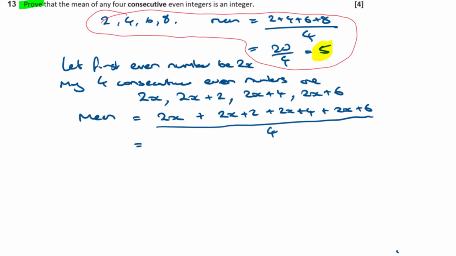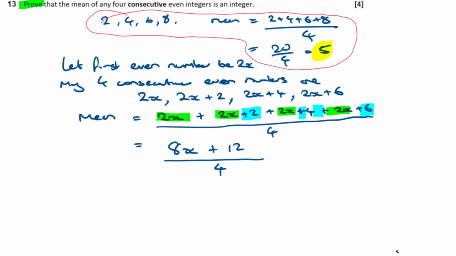Okay, but obviously there's bits that you need to do differently, like this bit here, because I need to collect like terms. I've got 2x, 2x, 2x, and 2x. How many x's is that? That adds up to 4x. No, it doesn't. It adds up to 8x. So 8x, and then I've got plus 2, plus 4, plus 6, which adds up to, what's that, 12? 8x plus 12, okay? And that's all divided by 4, okay, because we've got 4 numbers.